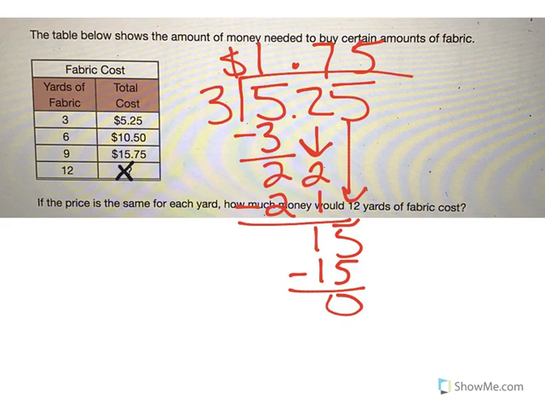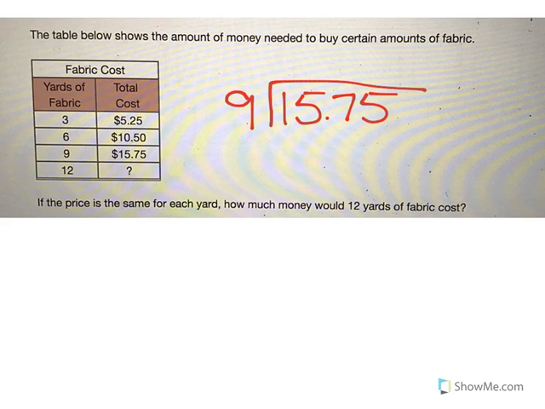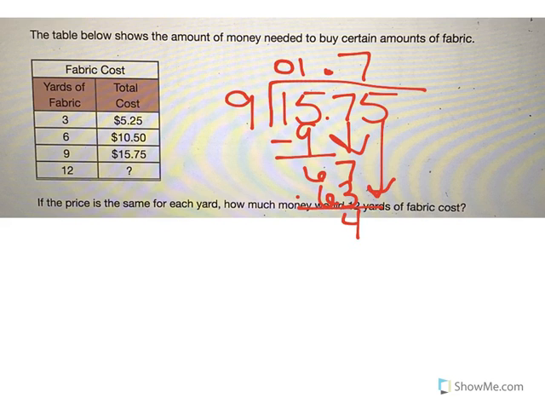Now, I want to check to make sure that all of them are the same. So let's try $15.75. Again, divide the dollar amount by the quantity. Let's see if we get $1.75. 0, 1. Bring down the 7. 63, and get 4. Bring down the 5. And then we'll go into 45 5 times. Great.